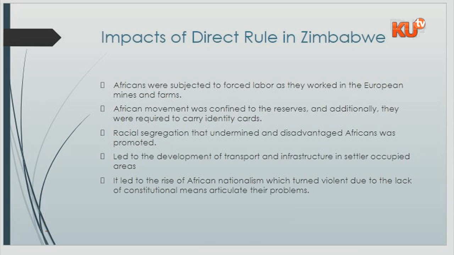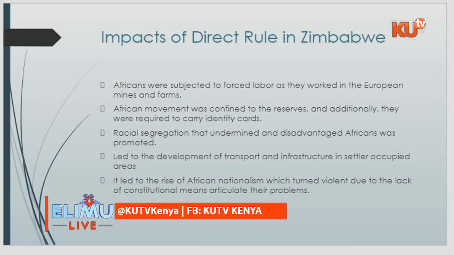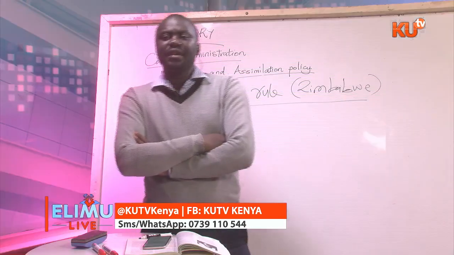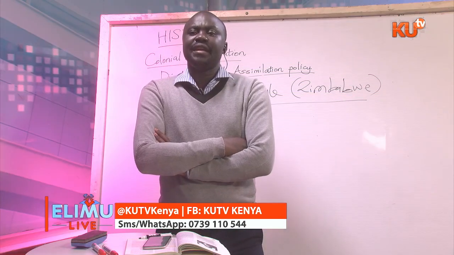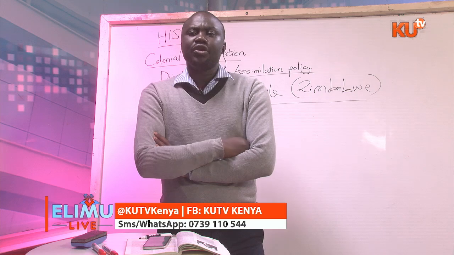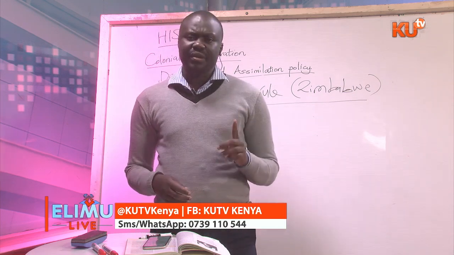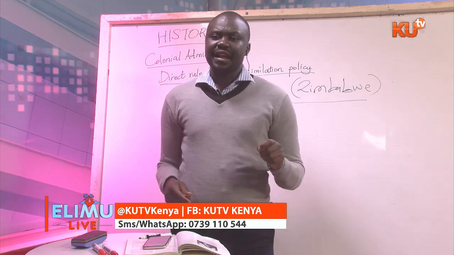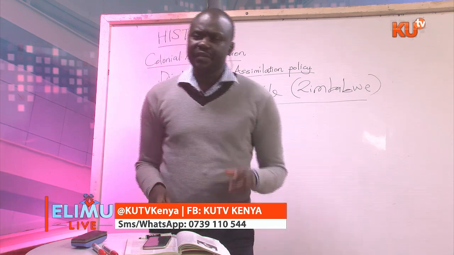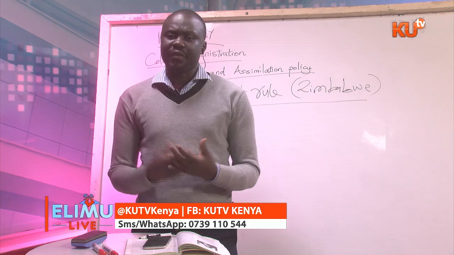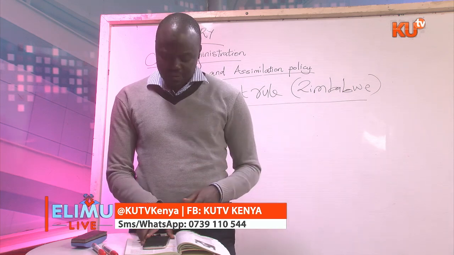Then the last one is that it led to the rise of African nationalism, which turned violent due to lack of constitutional means to articulate their problem. When these people were formulating laws, as earlier mentioned, they forgot Africans. The Legislative Council had no African at all. Actually, it had the minority of the settlers having a lot of representatives, the way Africans never had. As a consequence, the Africans decided to use violent means to struggle and fight for their independence. Now, this was a consequence of direct rule.